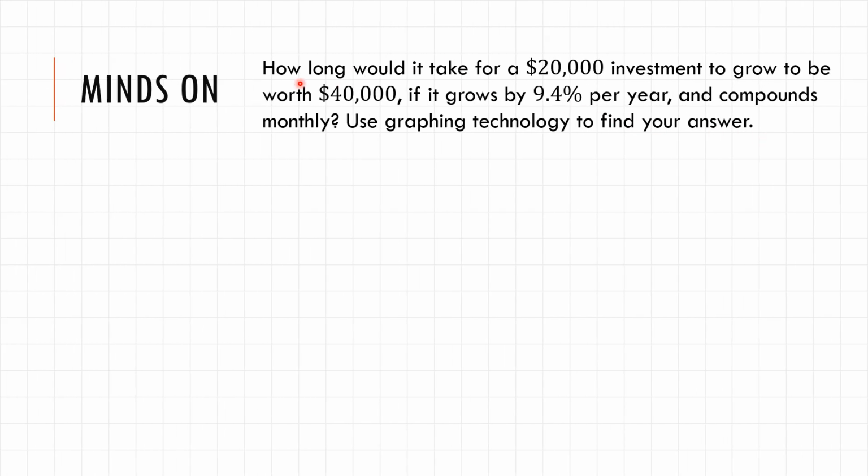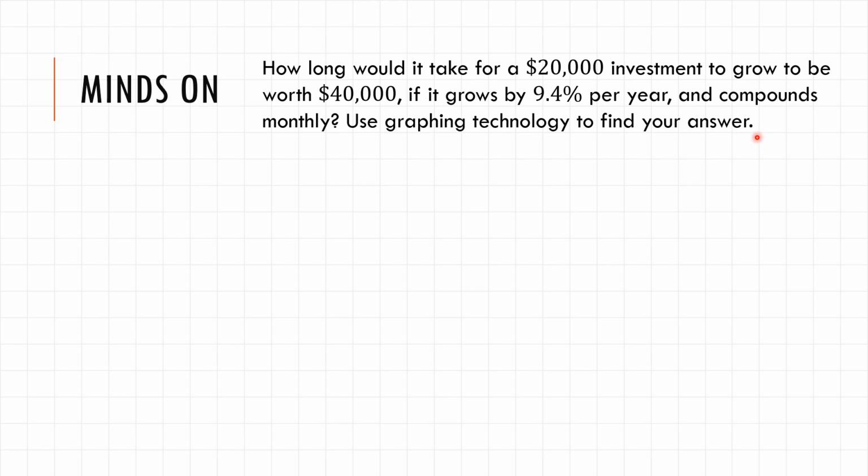To start off, think about how long it would take for a $20,000 investment to grow to be worth at least double, $40,000, if it grows by 9.4% per year and it compounds every month. This may be a little bit difficult for you to do at this point, so feel free to use graphing technology to find your answer. Pause the video here, pop open your favorite graphing technology, and see if you can find out how long that investment would take.